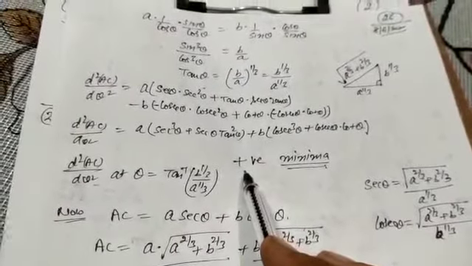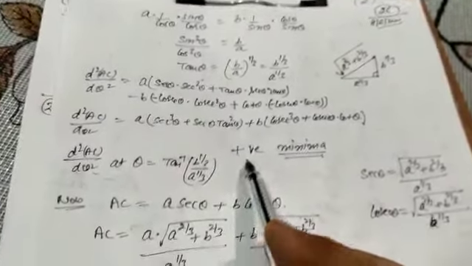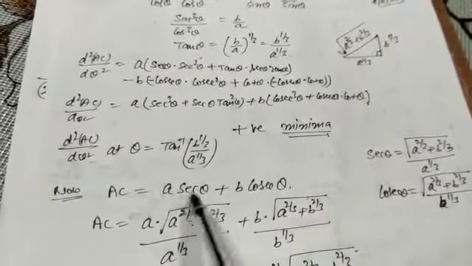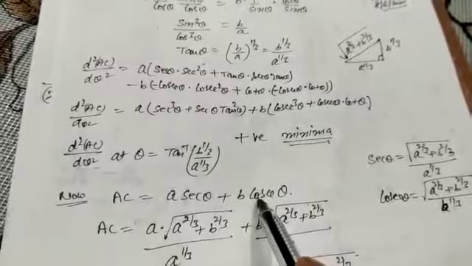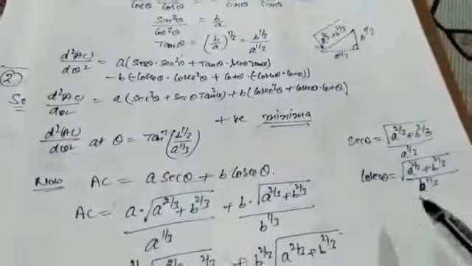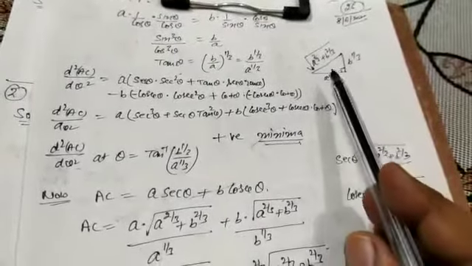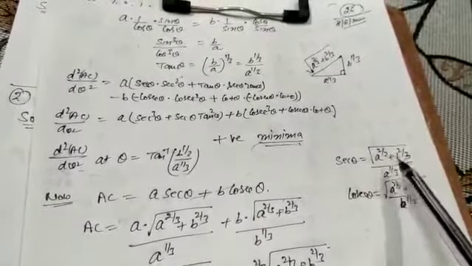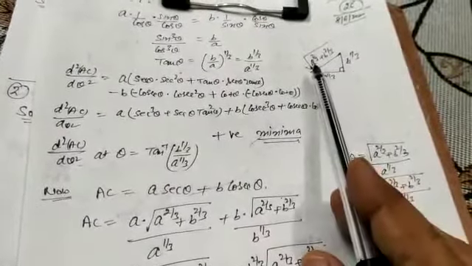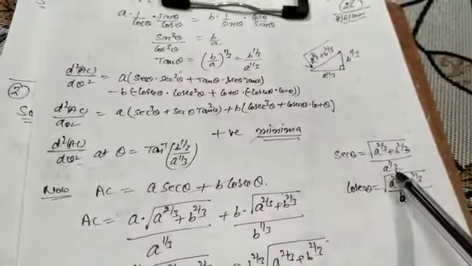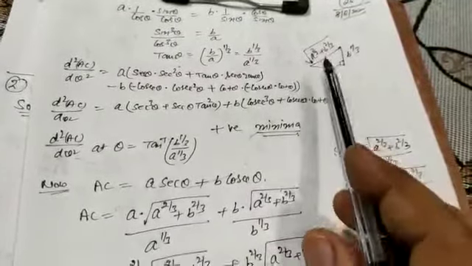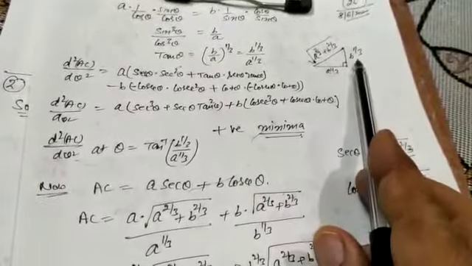Now we calculate the length of hypotenuse. Length of hypotenuse is a sec theta plus b cosec theta. We need sec and cosec. In case of sec theta, we calculate the value of sec theta from this table. This one, sec theta is equals to hypotenuse upon base, and then cosec theta is equals to hypotenuse upon perpendicular.